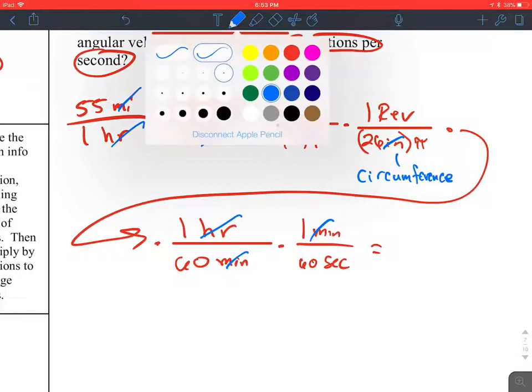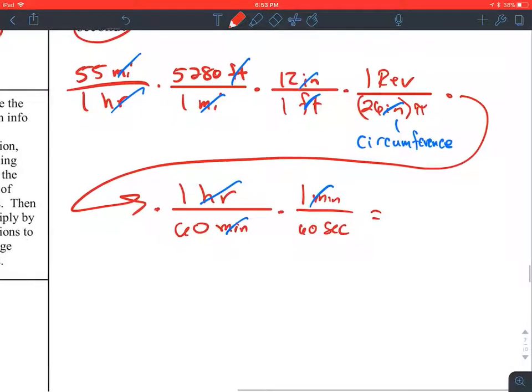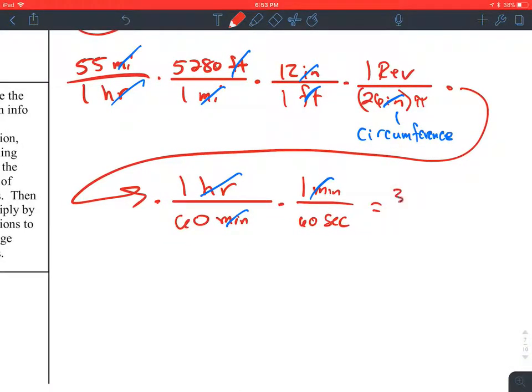If you multiply this out, this ends up being 3,484,800 revolutions over 93,600 pi seconds.